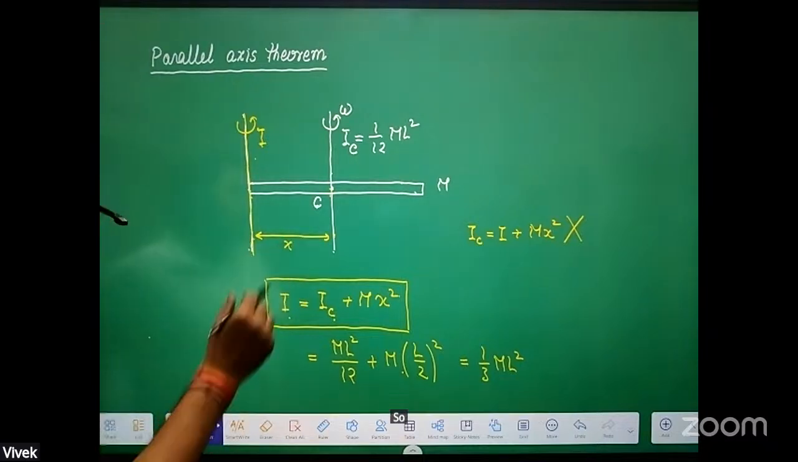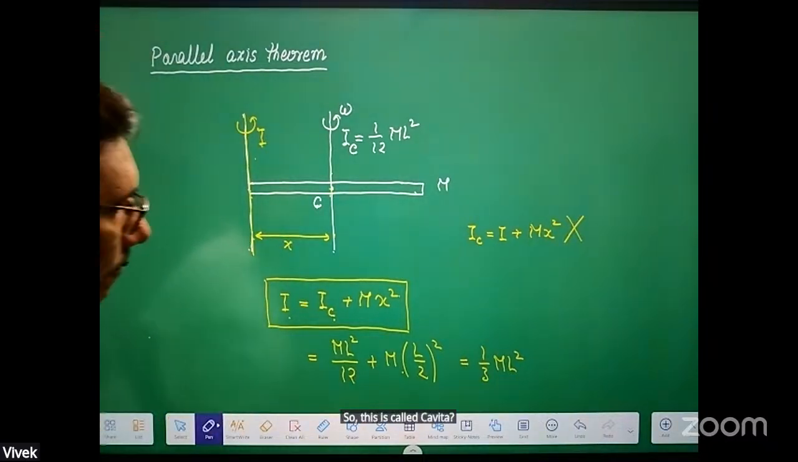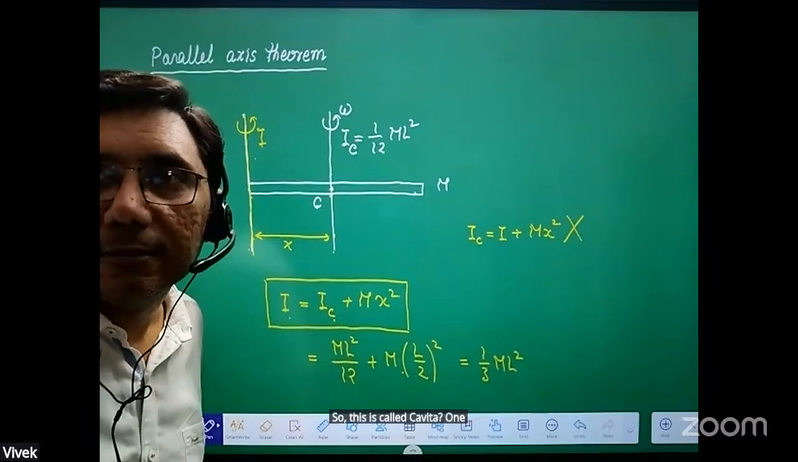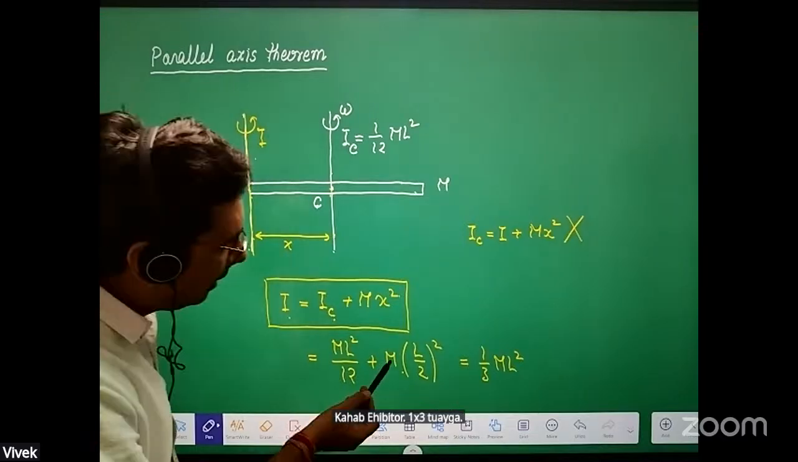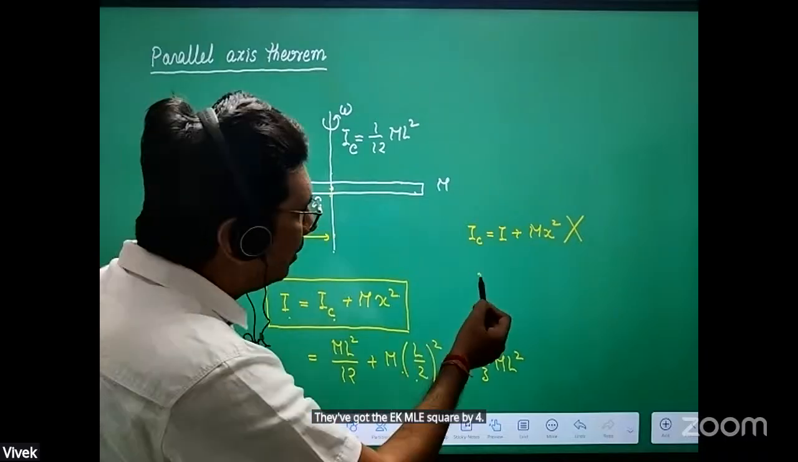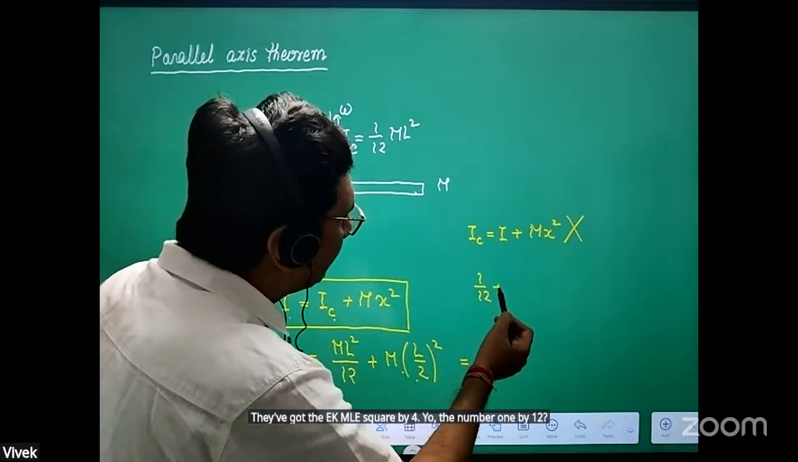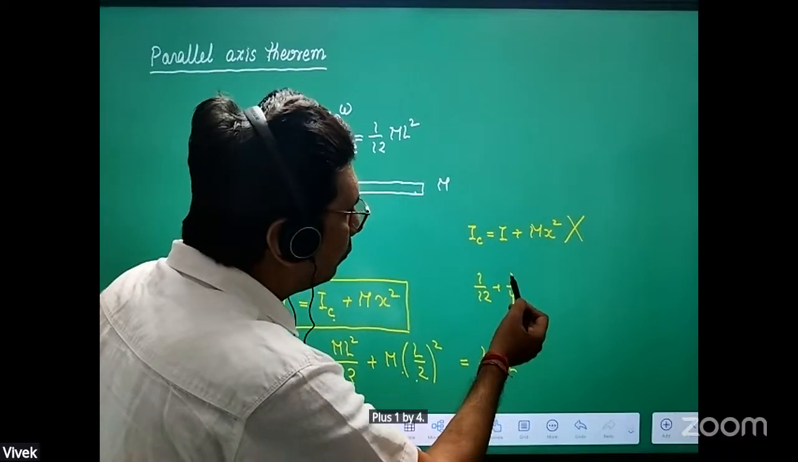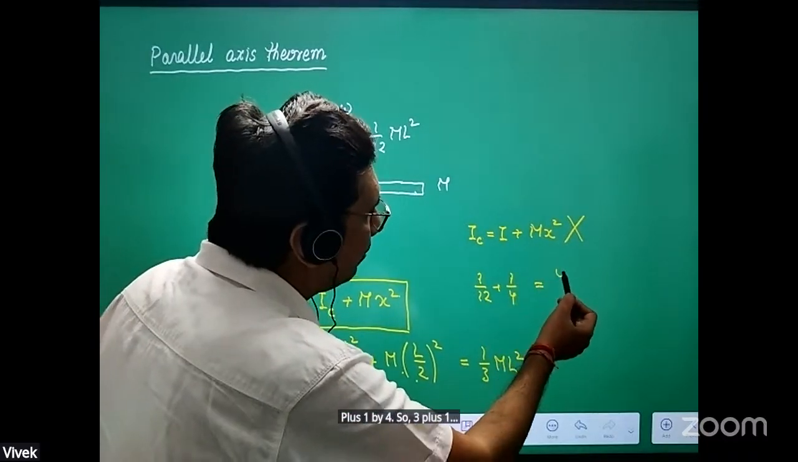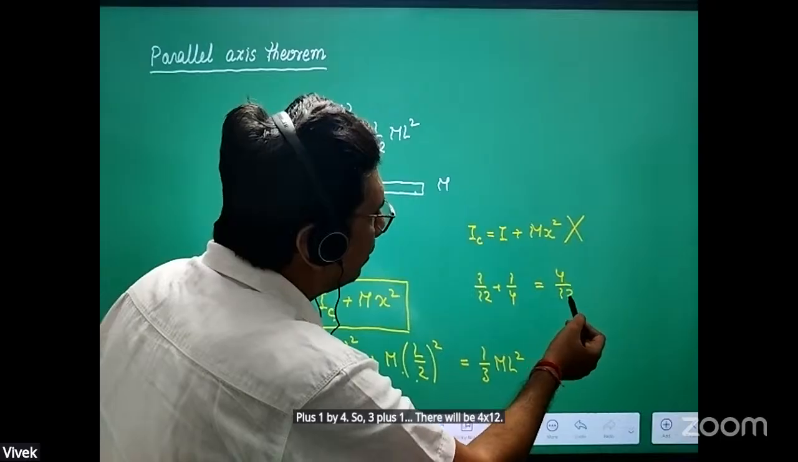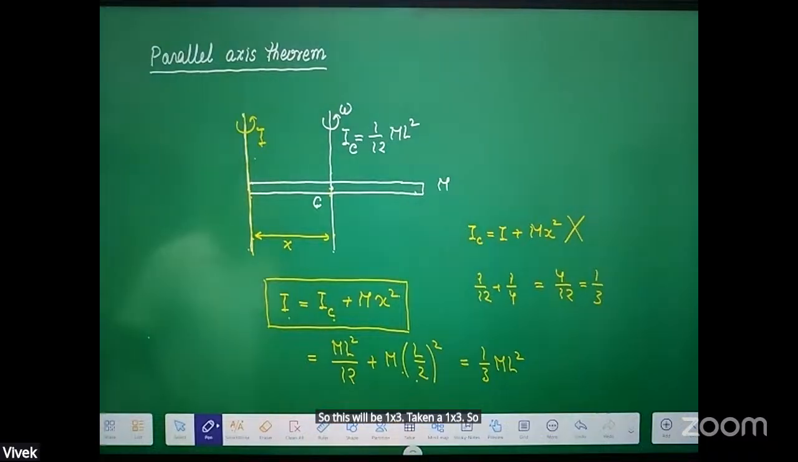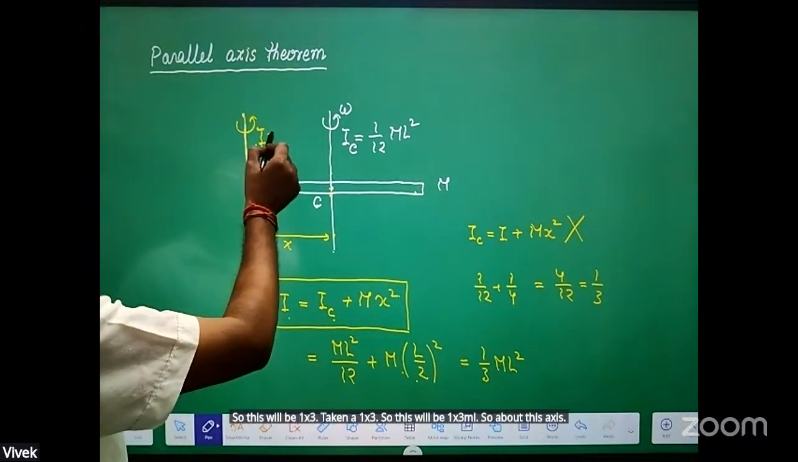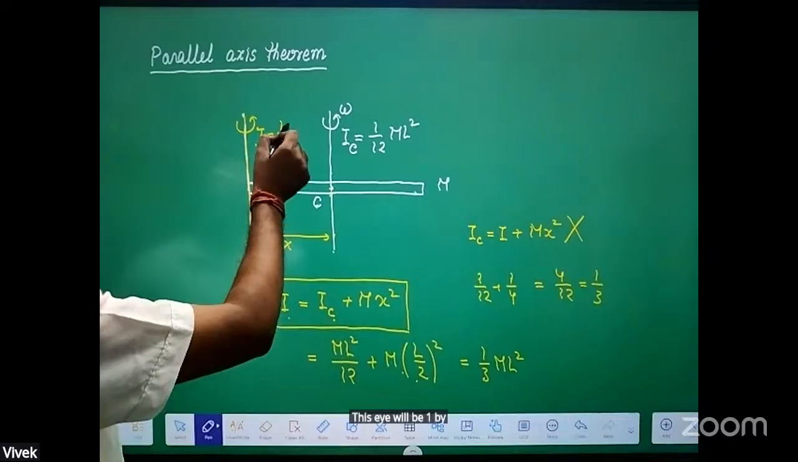Look, this is ml square by 4, and this is 1/12 plus 1/4. So 3 plus 1 is 4/12. Got it? So this will be 1/3. So this will be 1/3 ml square. So about this axis, this I will be 1/3 ml square.